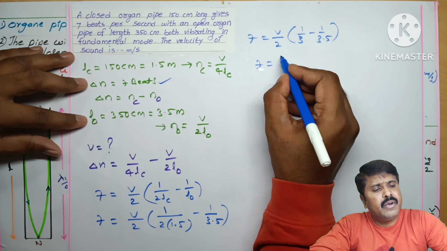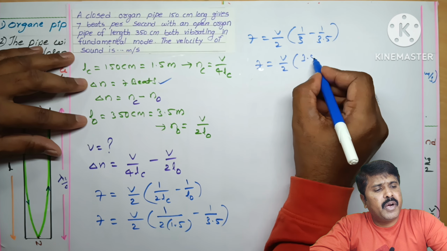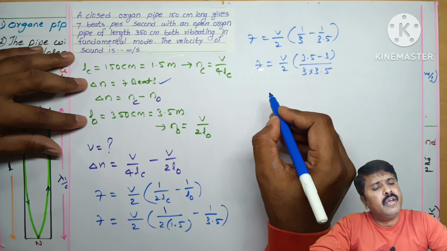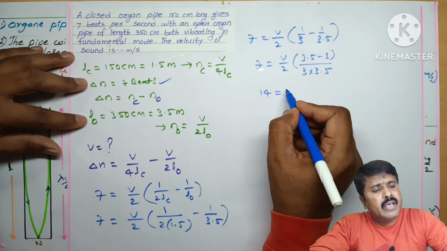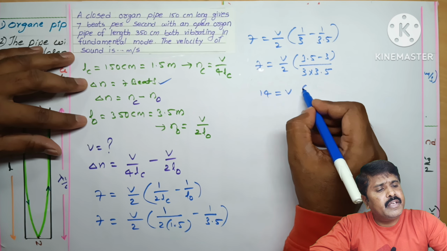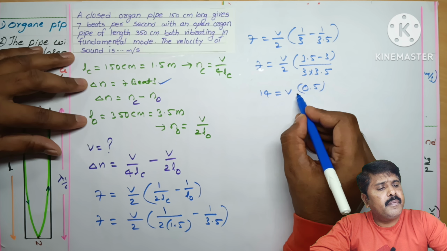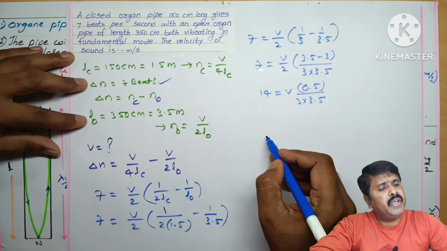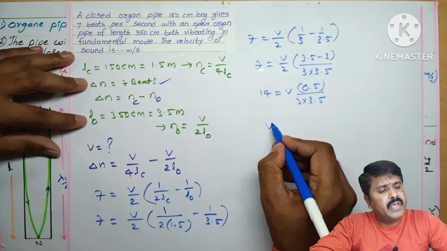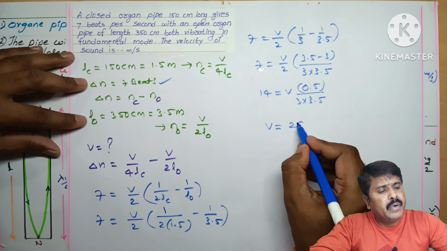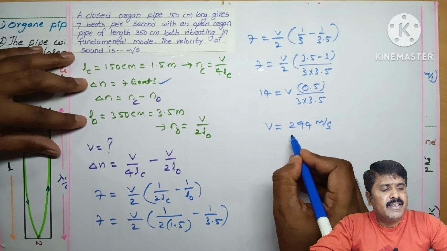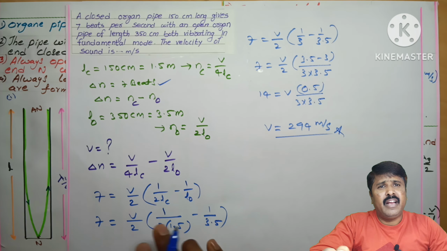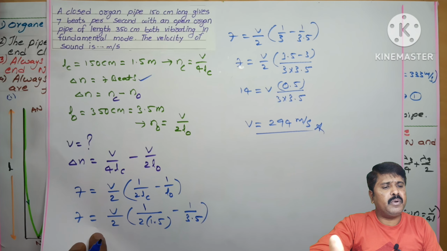So 7 is equal to V divided by 2 into 3.5 minus 3 divided by 3 into 3.5. So 14V into numerator is 0.5 divided by 3 into 3.5. After solving we will get velocity V, which is equal to 294 meter per second, the answer for the given question. Okay student, and next the last problem, the fourth problem, I am going to explain.